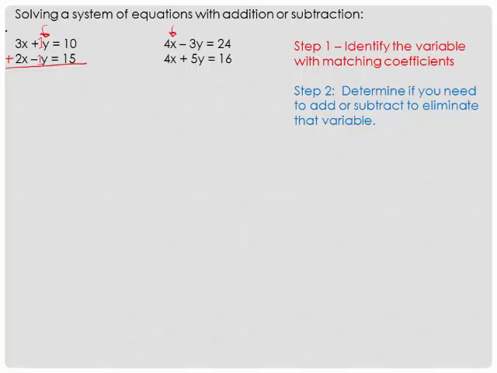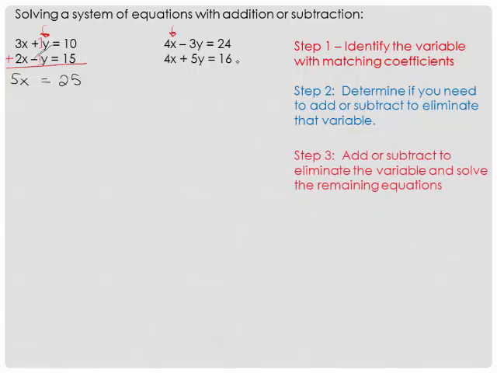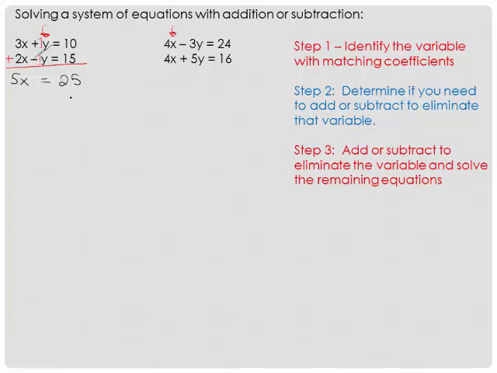When I add, I add x's, I add y's, and then I add the constants. So 3x plus 2x gives me 5x. Positive y and negative y cancel out, so I have no y's. 10 and 15 is 25. So I added to eliminate the variable, and now I need to solve the remaining equation. The remaining equation is 5x equals 25. So what I need to do now is divide both sides by 5. That leaves me with x is equal to 5.